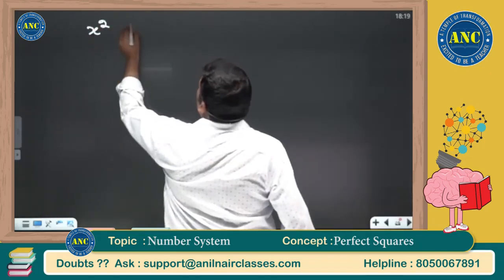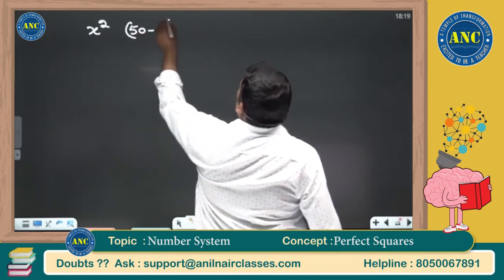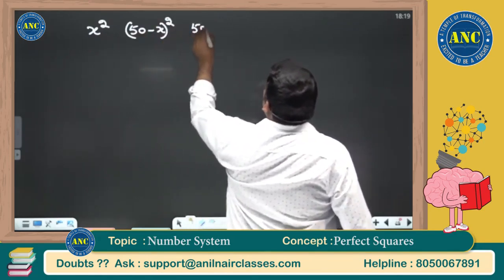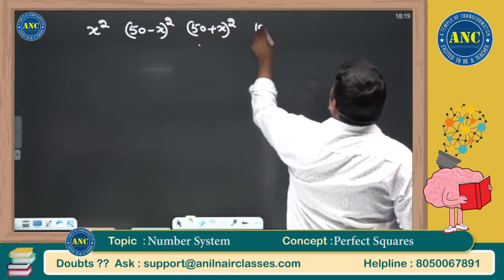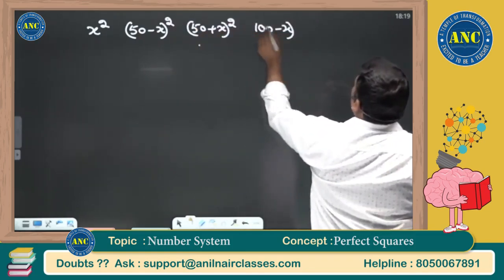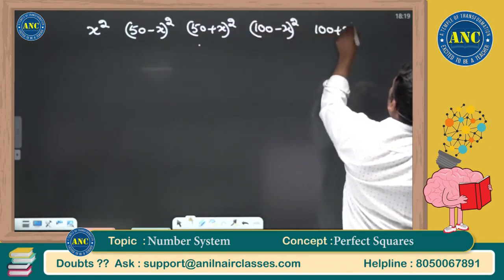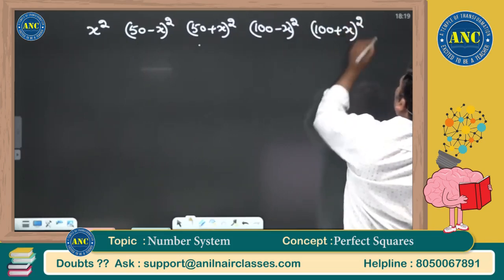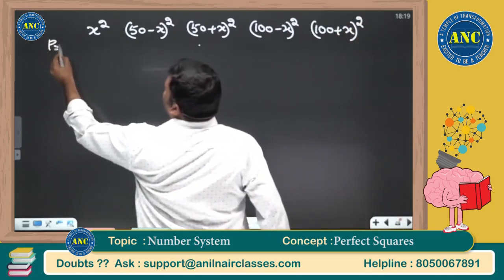Except x square, 50. Let me take k value 1: 50 minus x whole square, 50 plus x whole square. First we will restrict ourselves to smaller values. 100 minus x whole square, 100 plus x whole square. In all the cases, the last two digits will be the same.